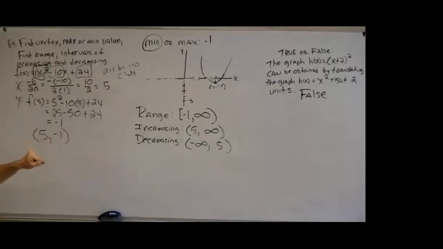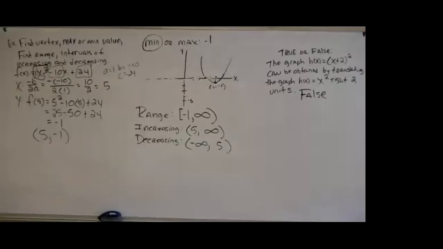You didn't have that on any of the other ones, did you? Not the range and increasing. That's new stuff, right? So remember, increasing, we're looking at what x values does it go up, or what x values does it go down. And it can even be constant later on. Constant means it goes straight across. But that'll be later in life.